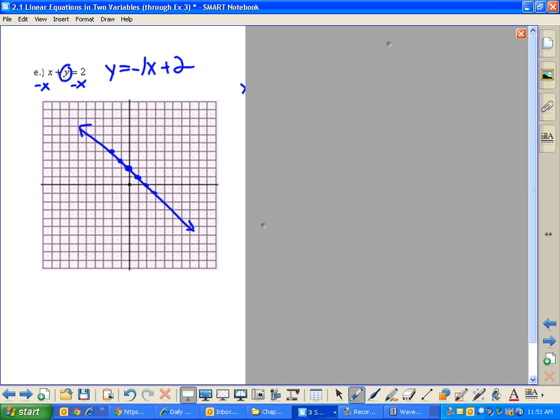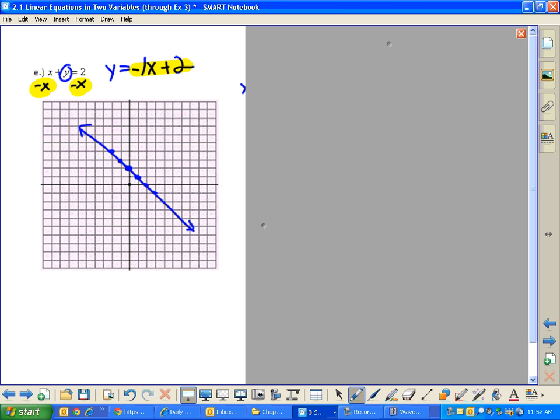So all I did, do you see what I did there? I just subtracted x from both sides. If I just subtract x from both sides, on the right side of the equation, I get -1x and +2. So it's very quick and easy in that regard to identify the y-intercept and then the slope. So my y-intercept is at 2, and then I have a slope of -1. So I went down 1 to the right 1, down 1 to the right 1, so on and so forth.